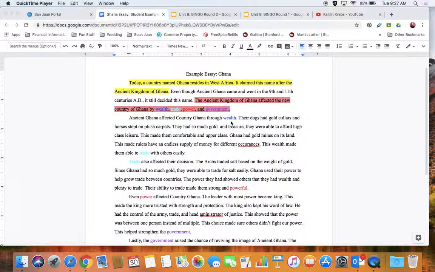I am grading you on, are you actually connecting your evidence and explaining it? Do not just throw facts at me. A lot of you kind of just quoted the article and moved on. Remember, you give me the evidence, you explain what the evidence means, and you connect it to, well, we're talking about wealth. Well, we're talking about trade. We're talking about reviving an image. You connect it back to that overall thought.